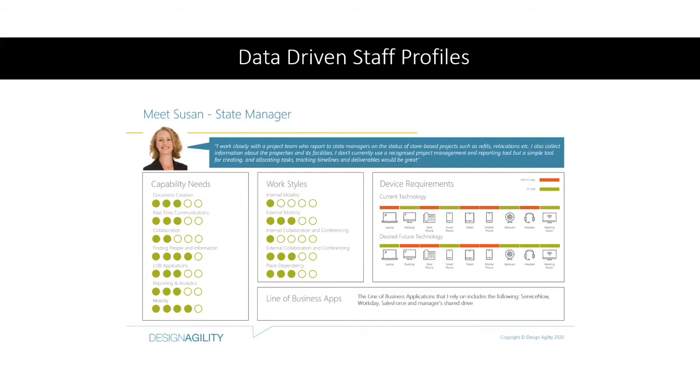Her work styles, does she need to have internal mobility? Not really, but she does need external mobility. And over here, current technology, it shows she doesn't have a laptop. She's got a desktop, desk phone, and a smartphone, doesn't have a tablet or mobile phone. They've identified she should probably have a laptop as well, and she needs a headset, which she doesn't have. So this identifies, and you can see at a glance.